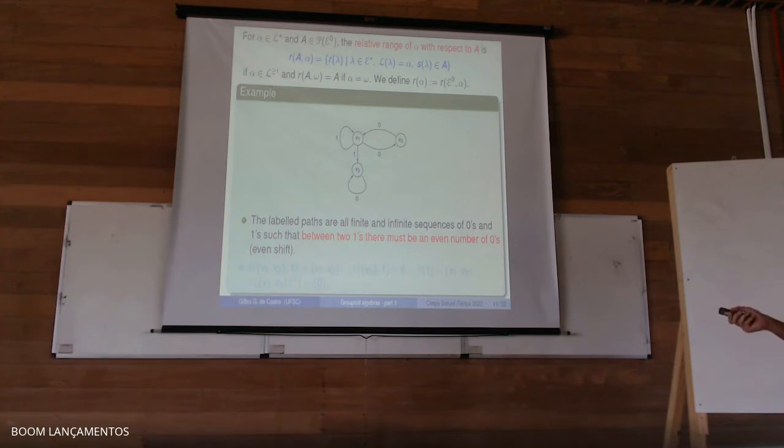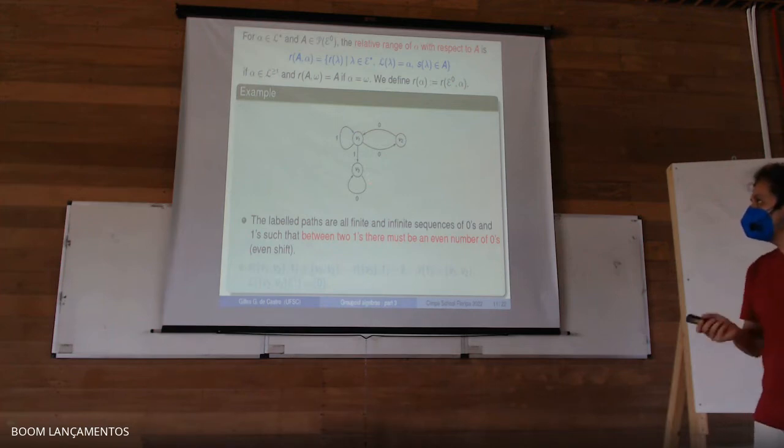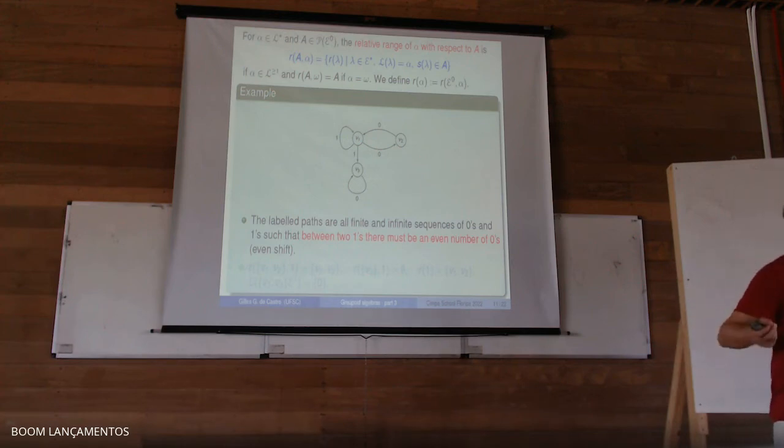So these are the labeled paths in this graph. And when you go to V3, you only have zeros, you can't go back to 1. So this is the labeled path that you have. And in Symbolic Dynamics, the shift associated with this labeled graph is called the even shift.